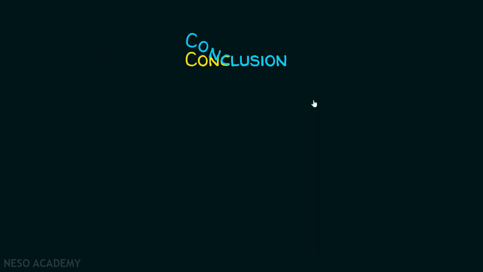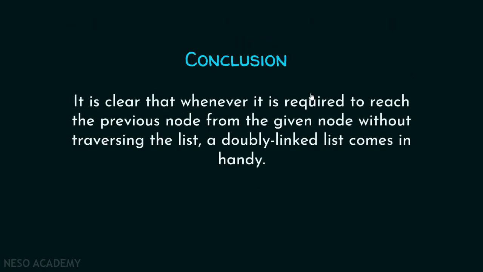So what is the conclusion? It is clear that whenever it is required to reach the previous node from the given node without traversing the list, a doubly linked list comes in handy. And obviously a doubly linked list is more powerful than a singly linked list when we have such cases that we have considered before. If we want to add a new node before a given node, if we want to delete a particular node and the pointer to that node is given, then obviously a doubly linked list is faster than a singly linked list.